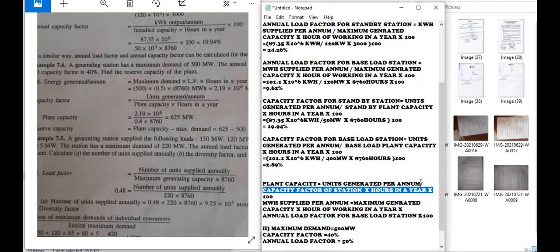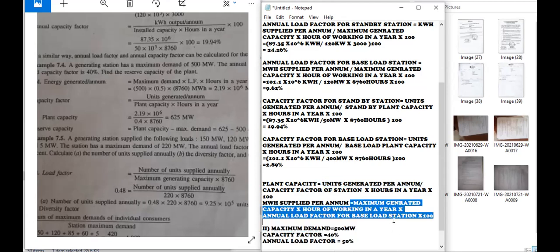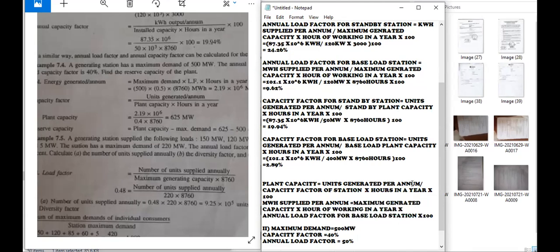Now, what we found was this, units generated per annum. This value is what we're looking for, and it's this thing here that we just found. This whole value is the formula for units generated per annum. I see it's megawatt supply per annum. Units generated per annum and megawatt supply per annum are the same thing, just different English. It still means the units generated per annum.